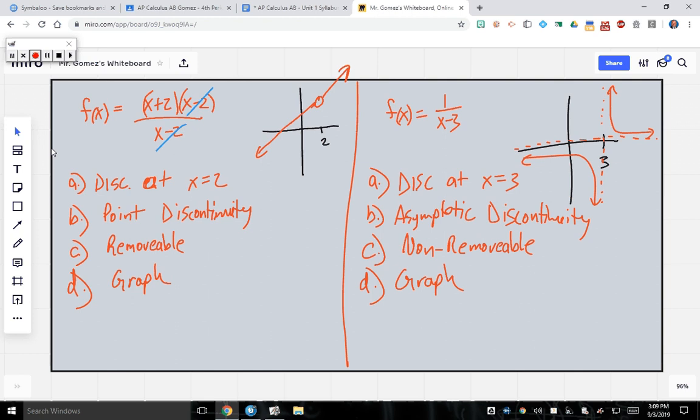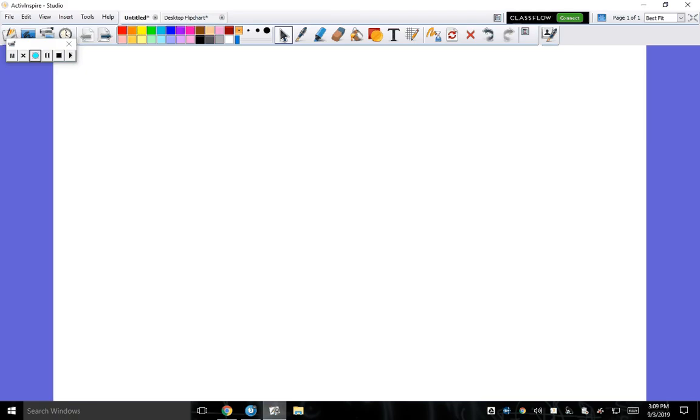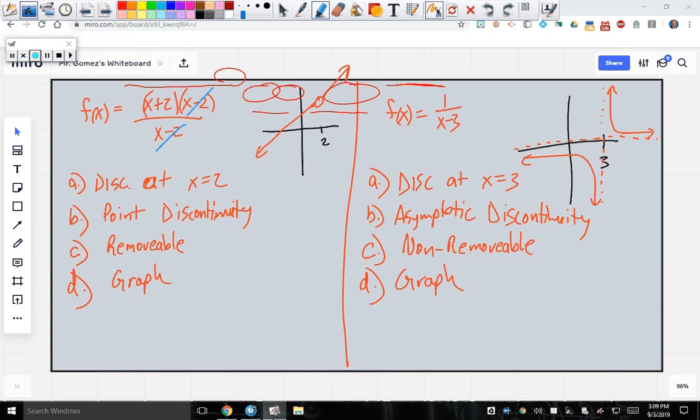All right, so the first one. If we factored out, just like we did in the first part of Unit 1, and we canceled out x equals 2, we know that the discontinuity occurs at x equals 2. So there's a hole in the graph, and everything else that's left over, in this case x plus 2, is going to be graphed. There's a hole in the graph. It is a point discontinuity, it is removable, and there's the graph.